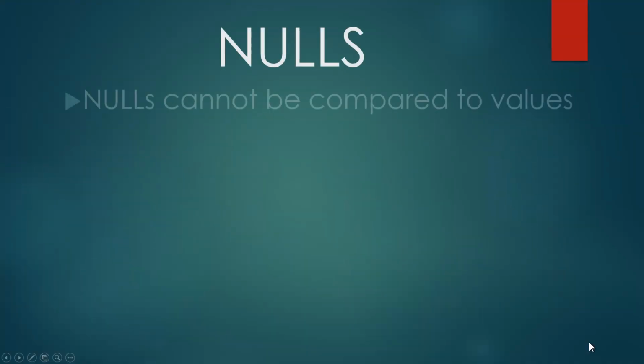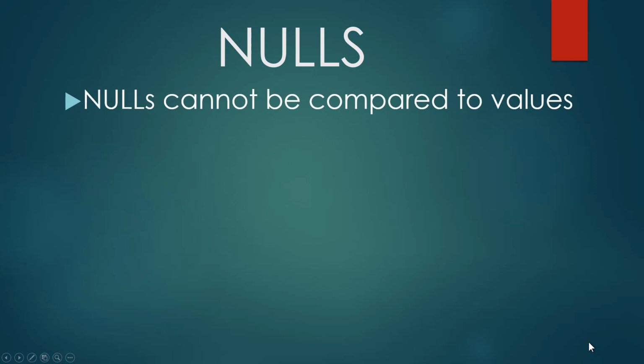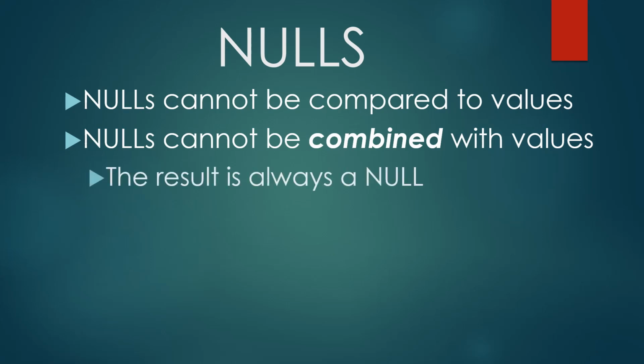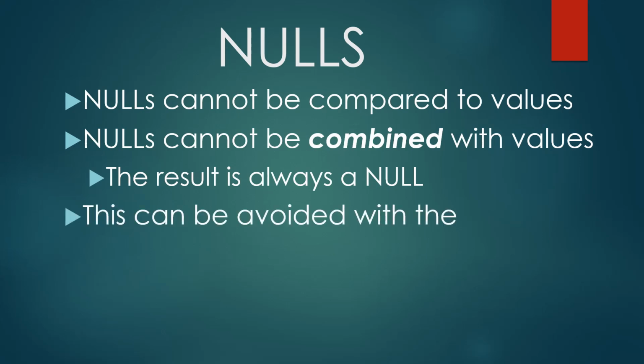So let's recap what we've learned about nulls. Nulls cannot be compared to values, and in the same way, they cannot be combined with values either, because if they are, the result is always another null. This, however, can be avoided with the use of the isNull function.